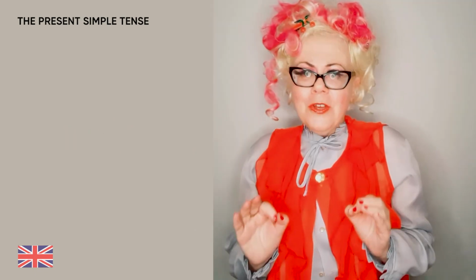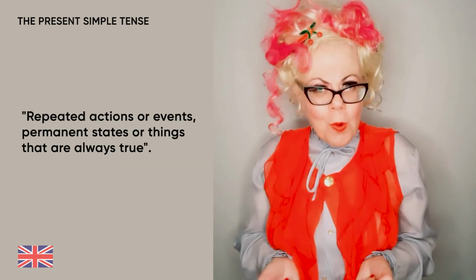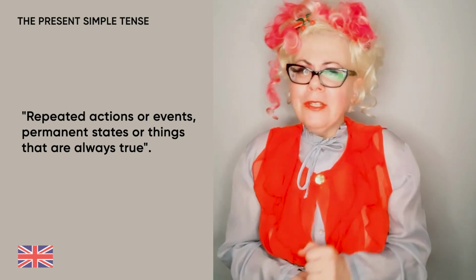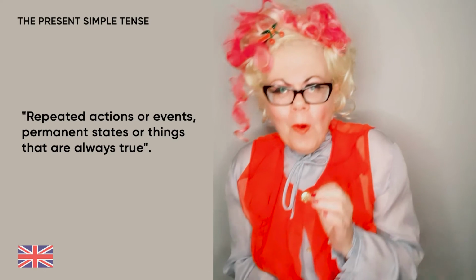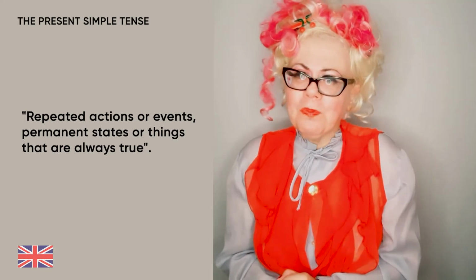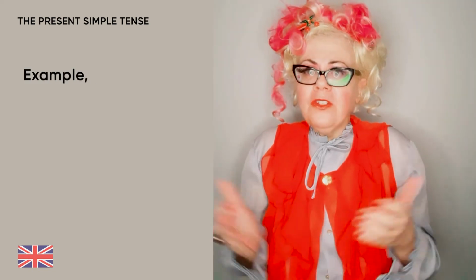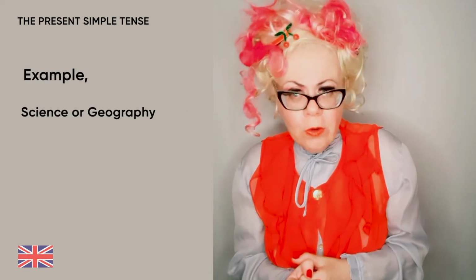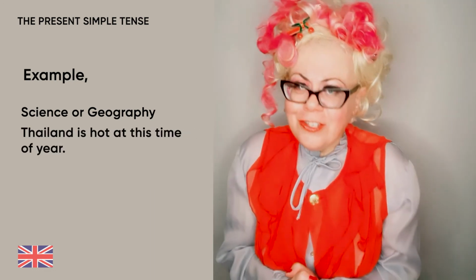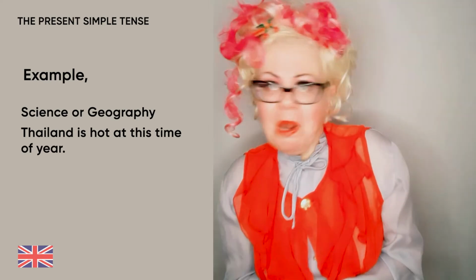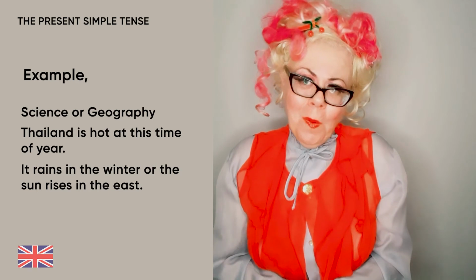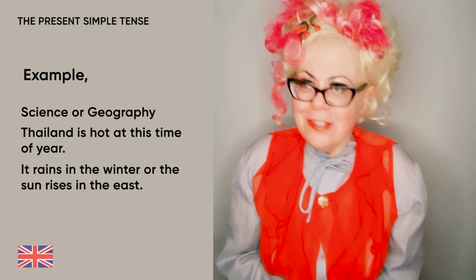In today's lesson, we are going to focus on the present simple tense. Are you ready? Let's begin. We use the present simple to talk about repeated actions or events, permanent states, or things that are always true. We also use the present simple for general facts, for example, when talking about science or geography. I'll give you an example. Thailand is hot at this time of the year. It rains in the winter, or the sun rises in the east.